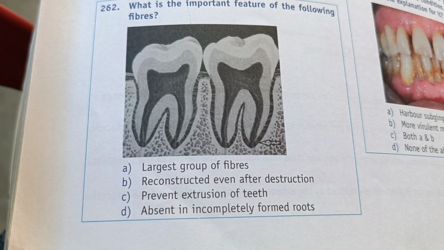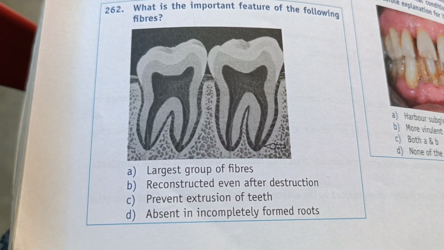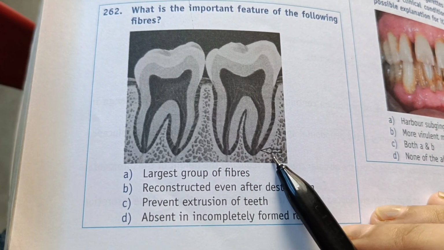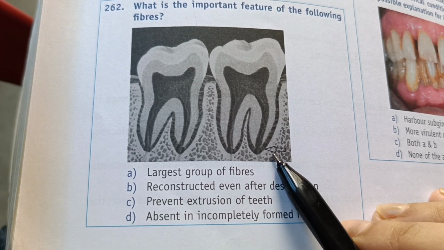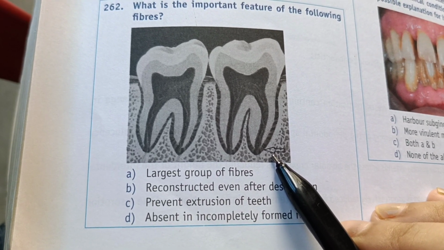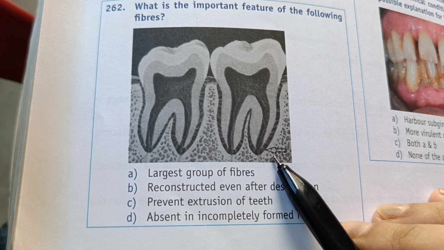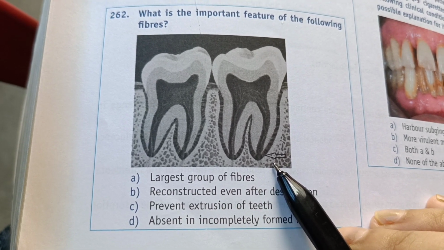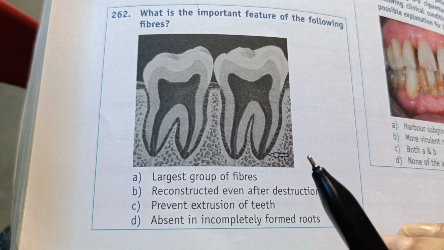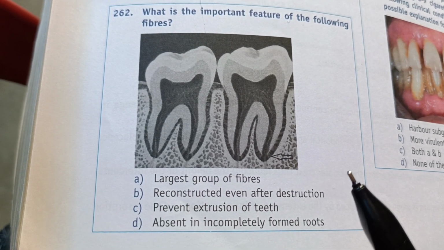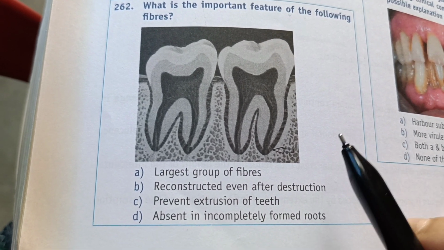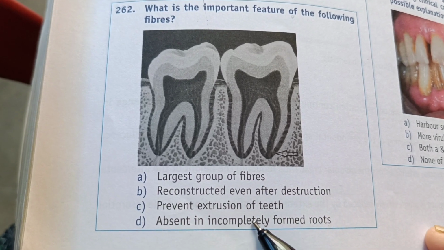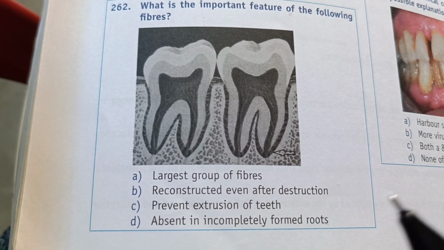Why? Because the image is of apical fibers. They radiate in a rather irregular fashion from the cementum to the bone at the apical region of the socket. So basically they do not occur on incompletely formed roots. So absent in incompletely formed roots is the right answer.